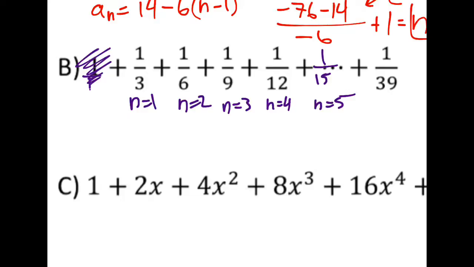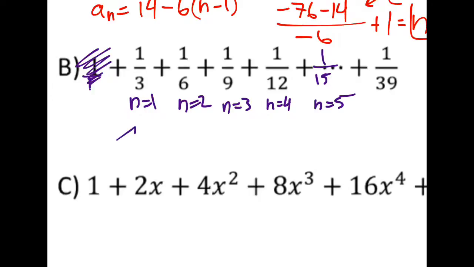Because if I start my sequence with 1/3, then I can see that in each instance that denominator is just 3 times my value of n. 3 times 1 is 3. 3 times 2 is 6. 3 times 3 is 9. 3 times 4 is 12. 3 times 5 is 15. And so that pattern fits there.